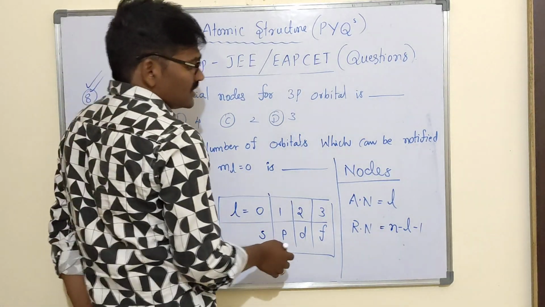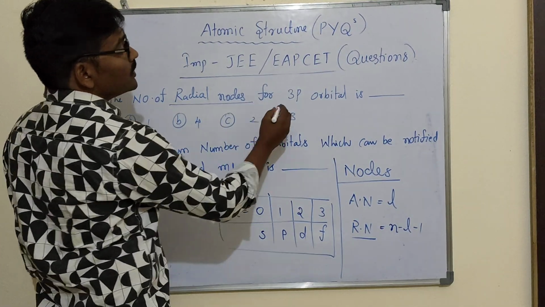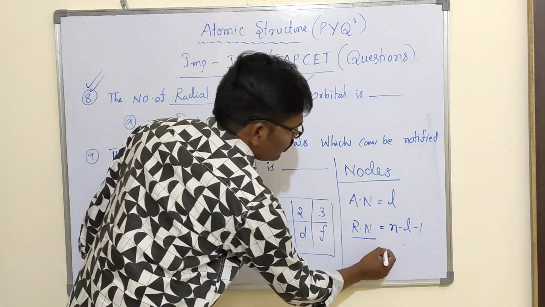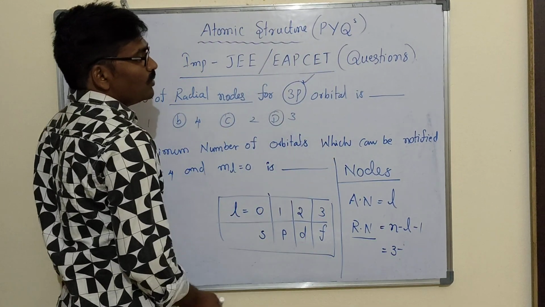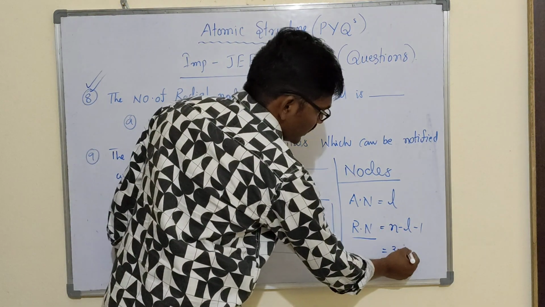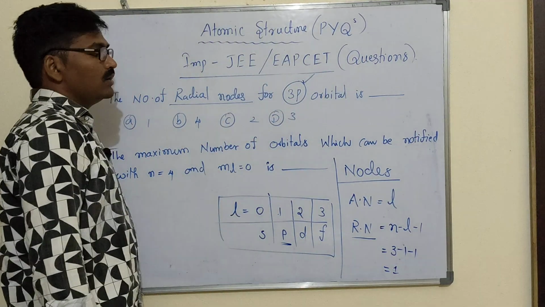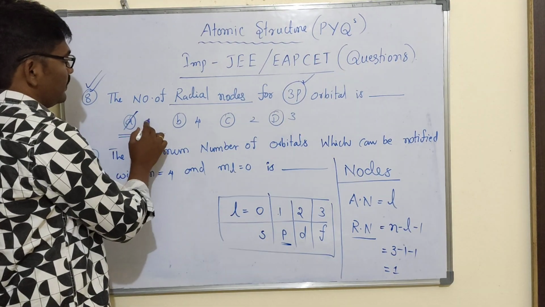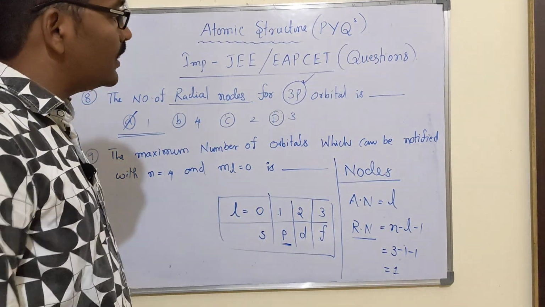Here they are asking for radial nodes for the 3p orbital. In the 3p orbital, the n value is 3, minus the l value. For the p orbital, the l value is 1, so minus 1, then minus 1 again. So 3 minus 2, you get 1. So the answer is option A, that is 1. Clear, all of you? That is the formula to find the radial nodes.